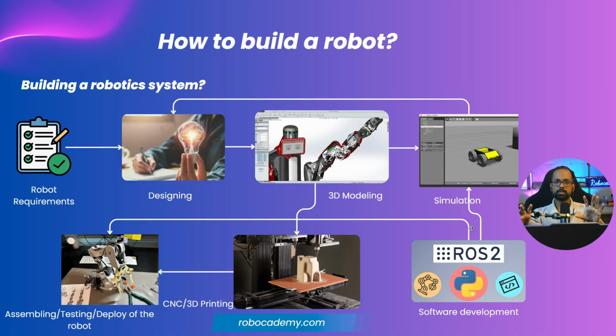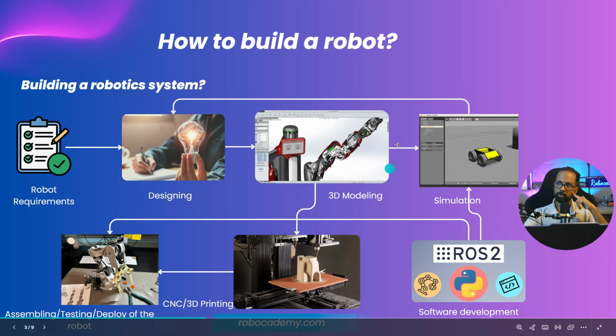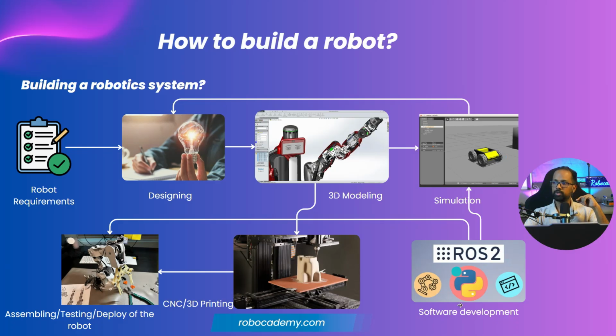So these are the stages that I have gone through in my career, like how I am actually building a robotic system. When I get a client requirement, I will be going through all these phases and coming back with the complete hardware. And there are some situations where the client doesn't want the hardware, he only needs the simulation and the software. So we will be doing up to this: designing it, 3D modeling it, simulating, and then doing the software development.